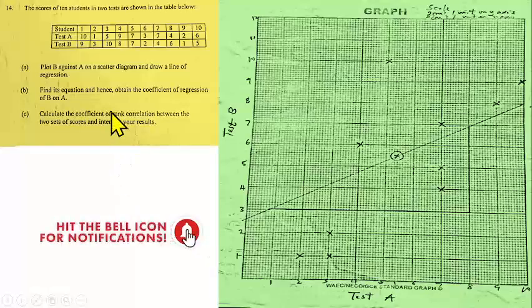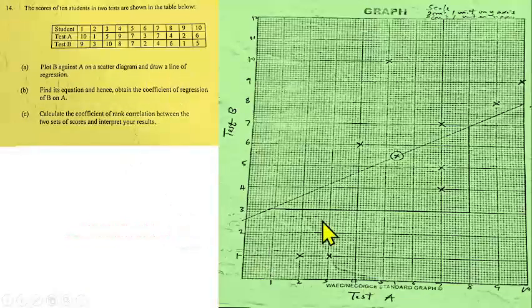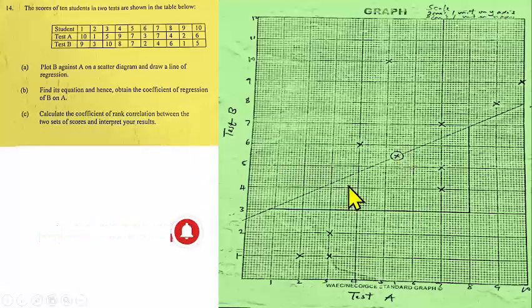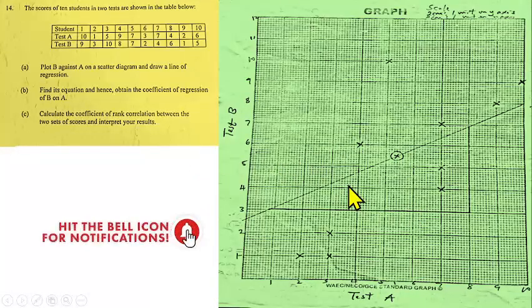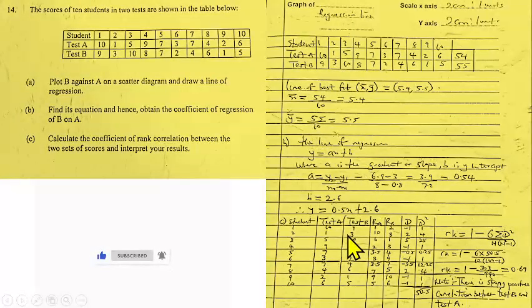Then the question asks us to draw the scatter graph and draw a line of best fit, which is what we have done here. Then after that, you have to find the equation of the regression. So let's go back. To find the equation of the regression, the equation of the regression is a linear equation, because that straight line is a linear equation. So the model of a regression is a linear equation.